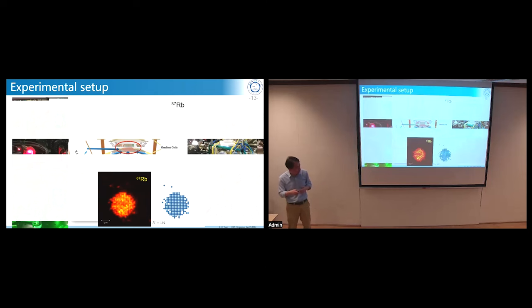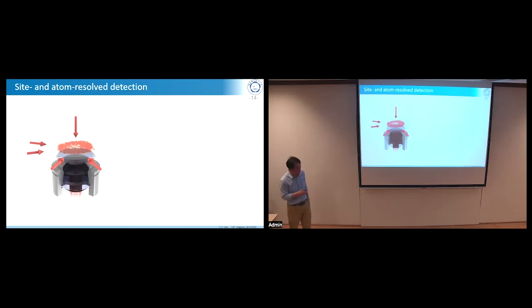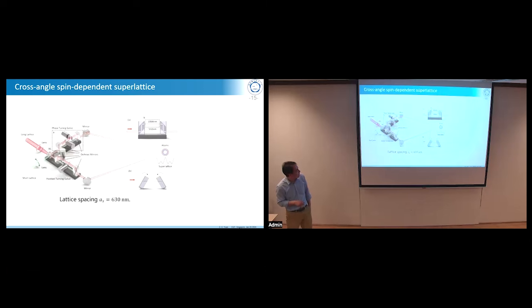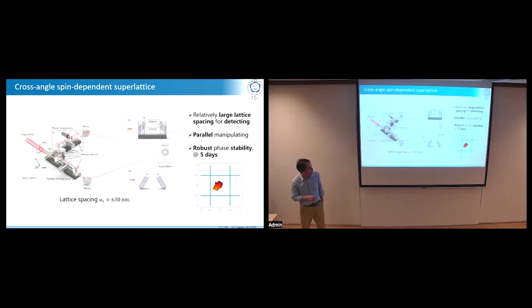Here we have a few hundred atoms. We take an image, and you can see that the resolution is less than 600 nanometers. We have lattices crossed at angles, a superlattice. We have two colors, and they cross here. This is one of the beams, and in the orthogonal direction, we have another one. The lattice spacing is 630 nanometers. We look at a single atom here.